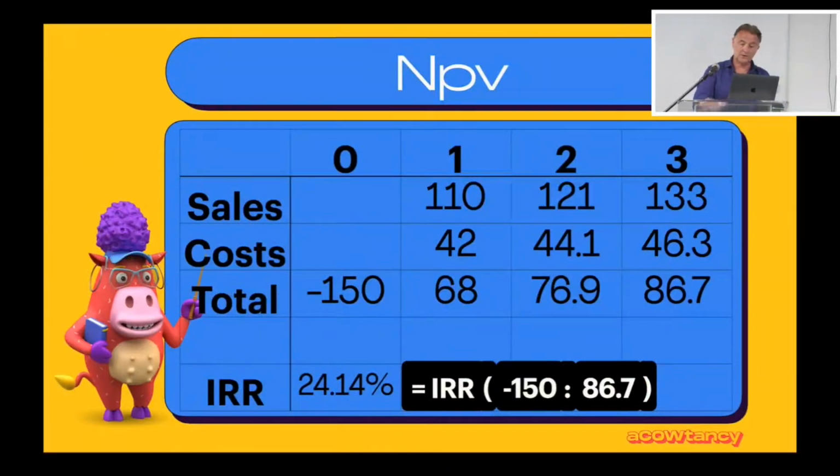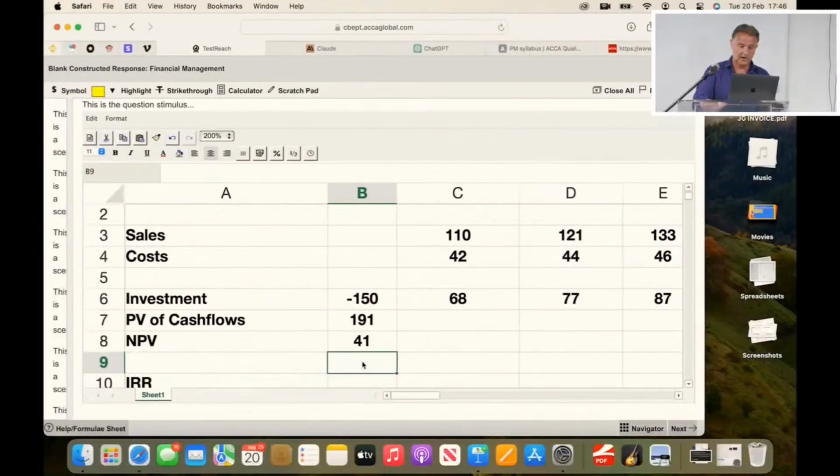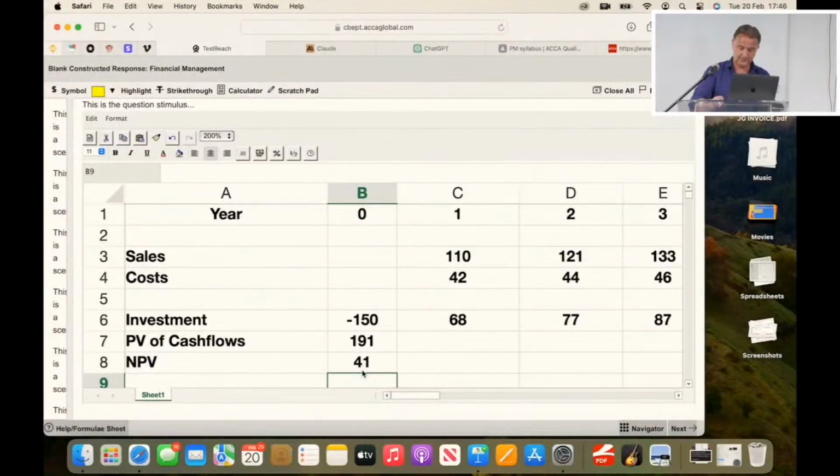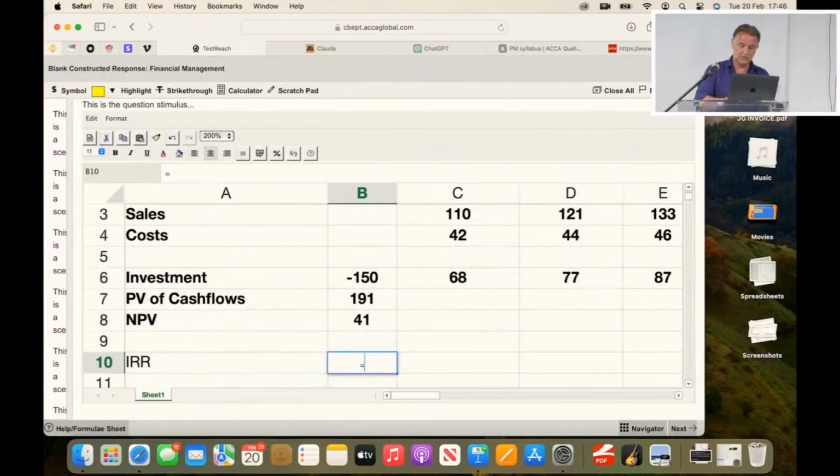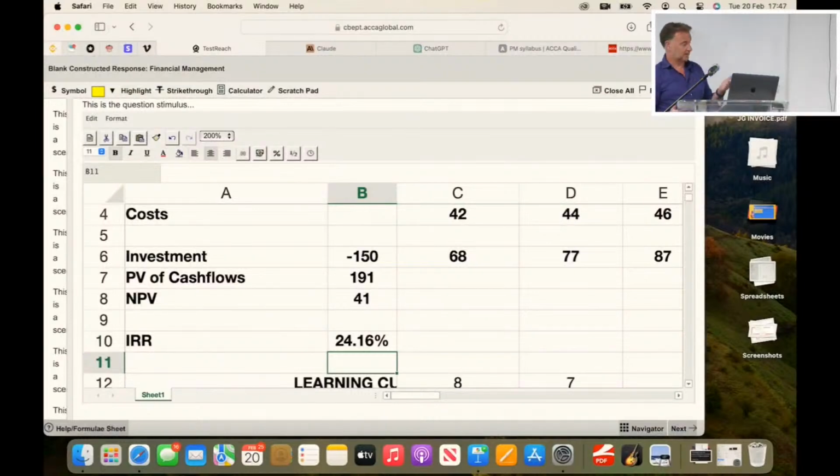Let me go and do that with you live. Let's hope I get this right. Equals what? What's the formula? IRR. Open my bracket. 150 colon 87. Close the brackets, and it's done it for me. Any questions? Sure. Super.